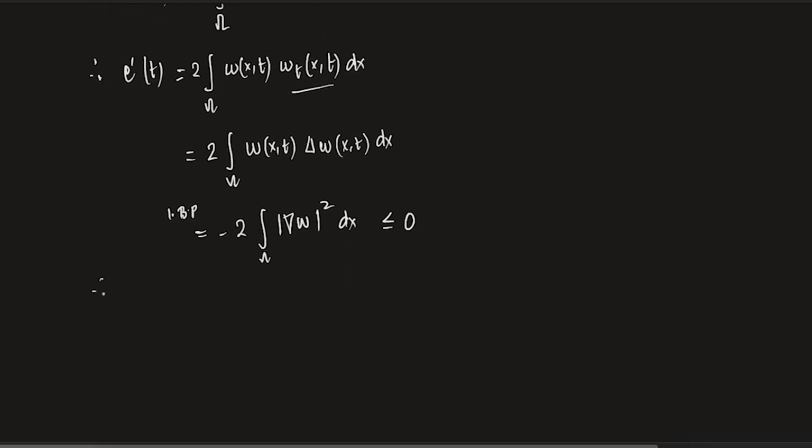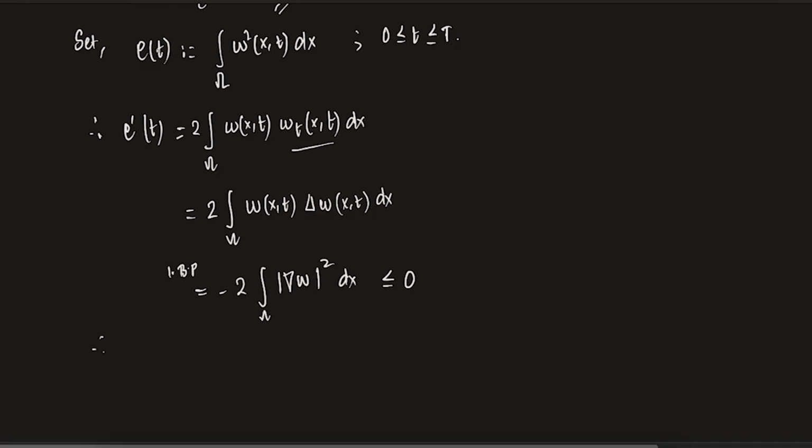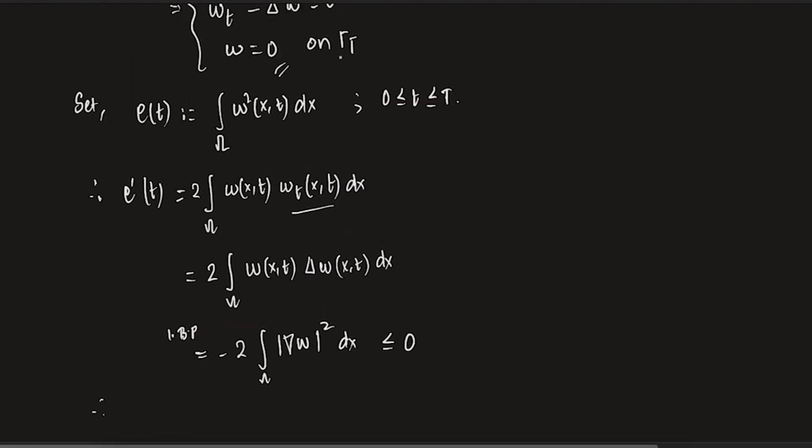Therefore, what about E of 0? Let's look at what is E of 0. So E is defined in such a way that at t equals to 0 it is w square at x0. So basically you are looking at w on the base. On the base, this is 0 because the base is contained in gamma t. So E at the point 0, that is integral over w square x0 dx, right? x0, t equals to 0 is basically the base.